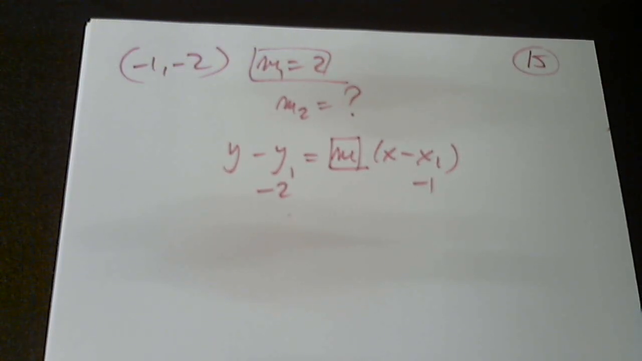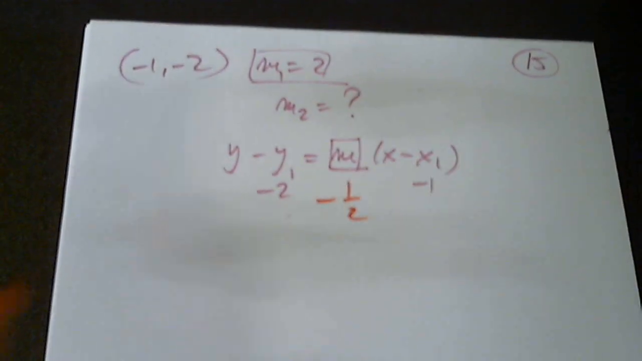Okay, so let's go back. The slope of the blue line is 2. Can anyone give us the slope of the red line? The slope of the blue line is 2, but we need the slope of the red line: -1/2, because 2 times -1/2 is -1. Yes. So this is -1/2 indeed.